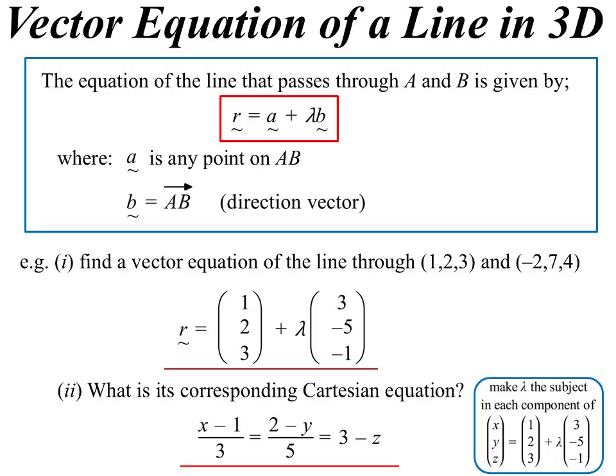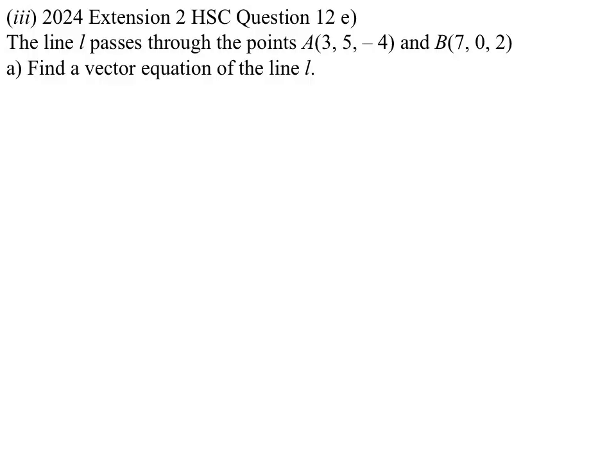It's unusual. You're not used to seeing 2 equal signs in an equation of a line. But that's because we've got 3 components, and we're saying all of these 3 components would be equal. Last year, this one. Now, this is more like an extension 2. It's in 3 dimensions now.